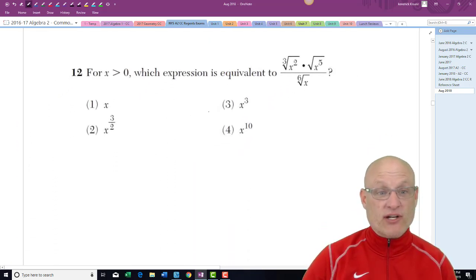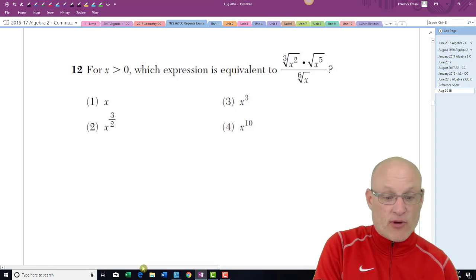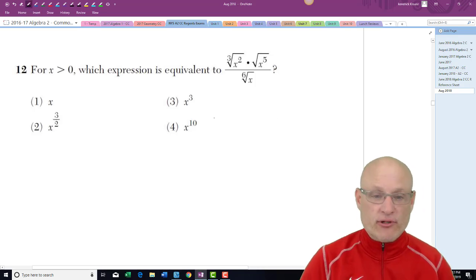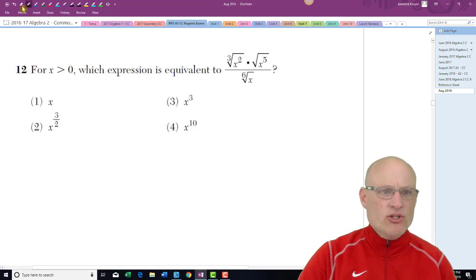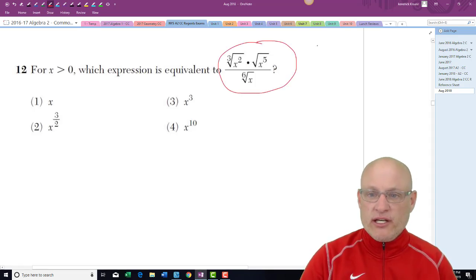Ooh, now here's a question I kind of liked. I'm going to show you a way to do this problem the correct way, and then I'm going to show you a way you can use your calculator. So you need to remember this. We're going to turn all of these into rational exponents. In other words, we're going to turn them into a fraction.